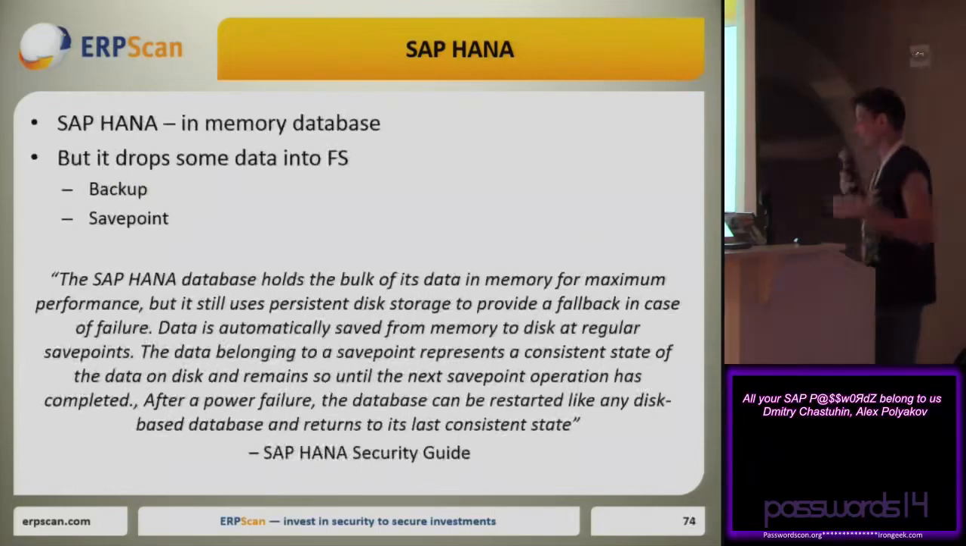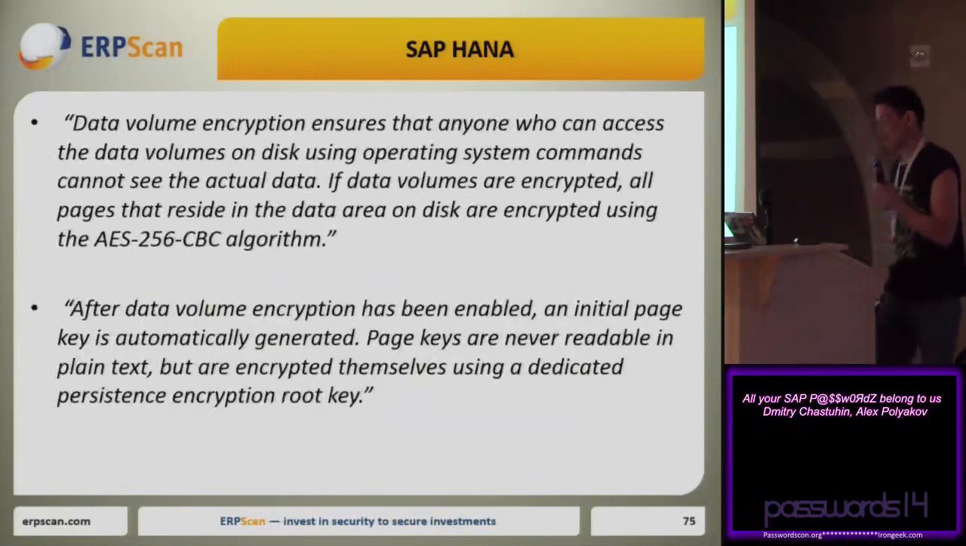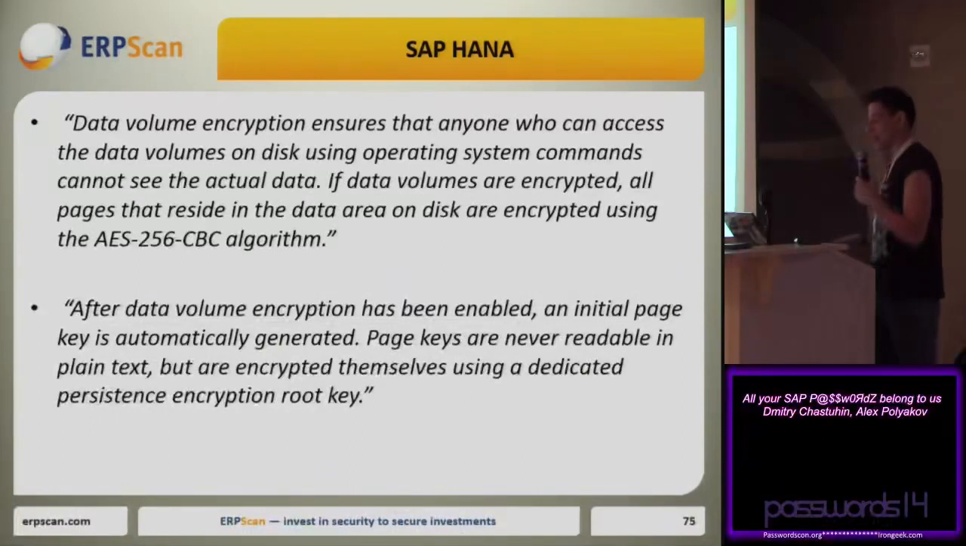What kind of information can we find in the storage except the passwords? As I said, SAP HANA is an in-memory database. That's why an attacker can steal information from the DB files in the file system. By the way, HANA drops some data into the file system, backups and save points. After a power failure, the database can restart like any disk-based database and return to its last consistent state from save points. That's why HANA provides data volume encryption, which allows the administrator to encrypt the volume using the AES algorithm.